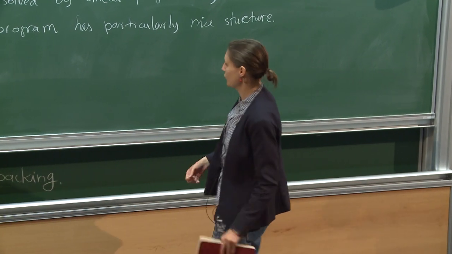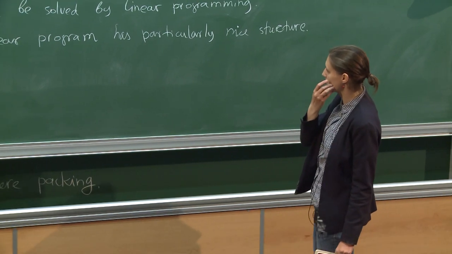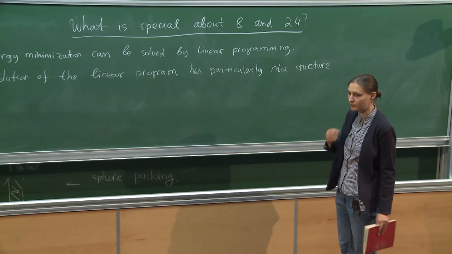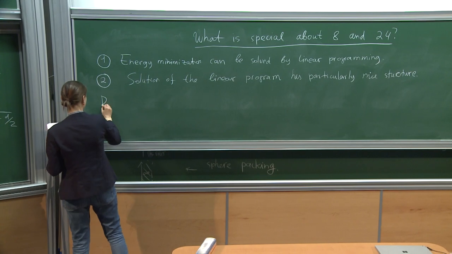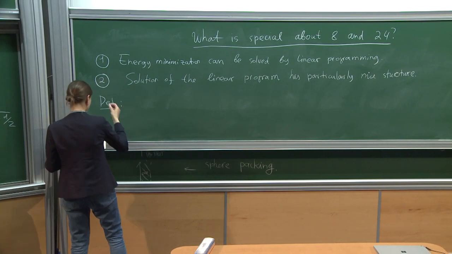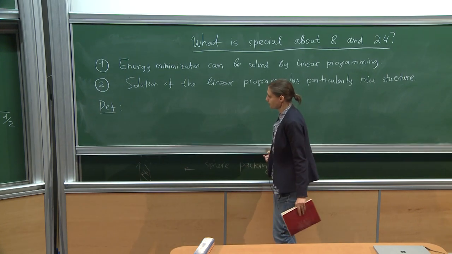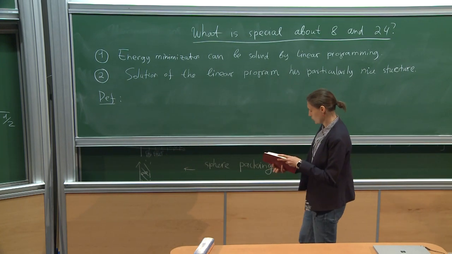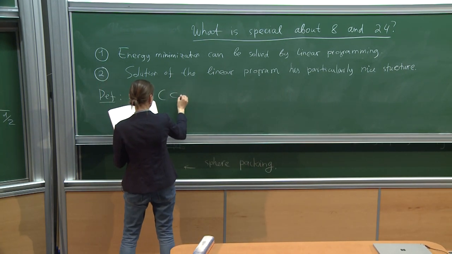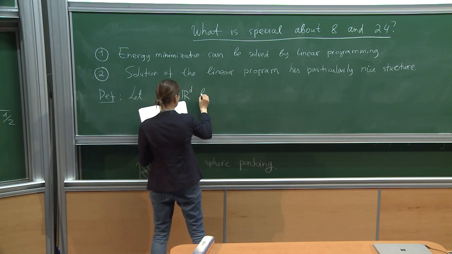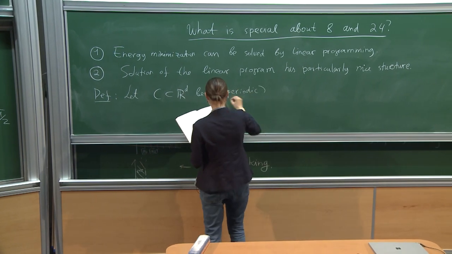And so here maybe we'll first speak about why we don't expect that energy minimization will be solved by this method in general. Why is there something unusual which happens here? And for this I will introduce a new definition. Let C be a periodic configuration, periodic just for simplicity.